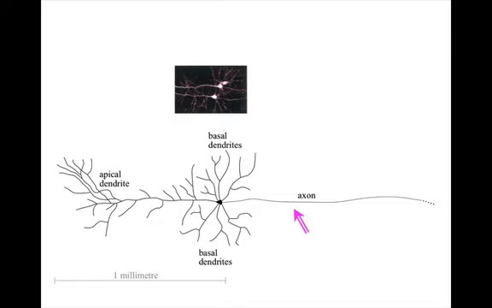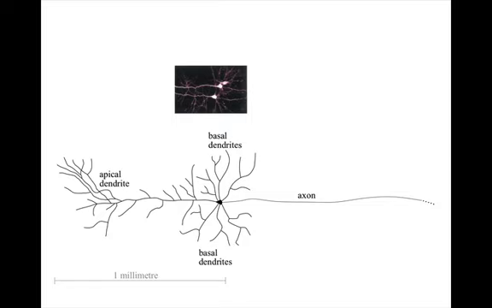Then there's one axon extension that emerges from the base of the pyramid. This axon carries the output of the neuron to other neurons, and it can extend several centimeters or more across the brain, and it branches extensively to target lots of other neurons.